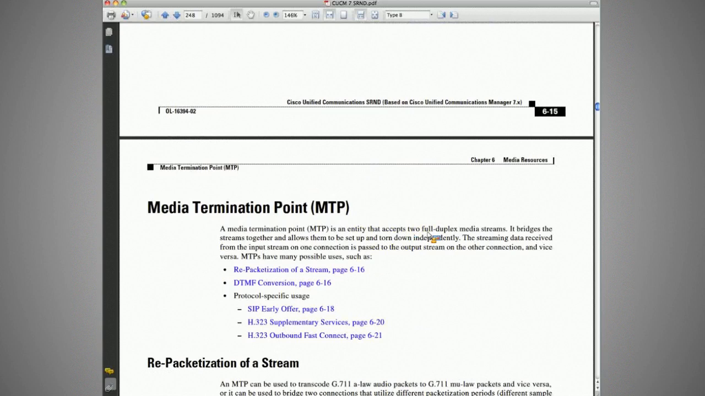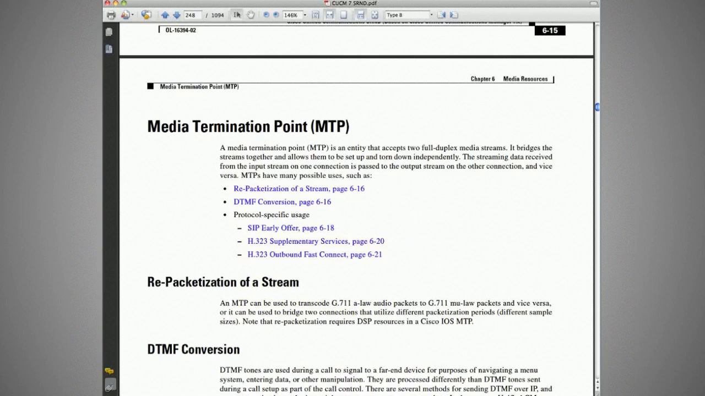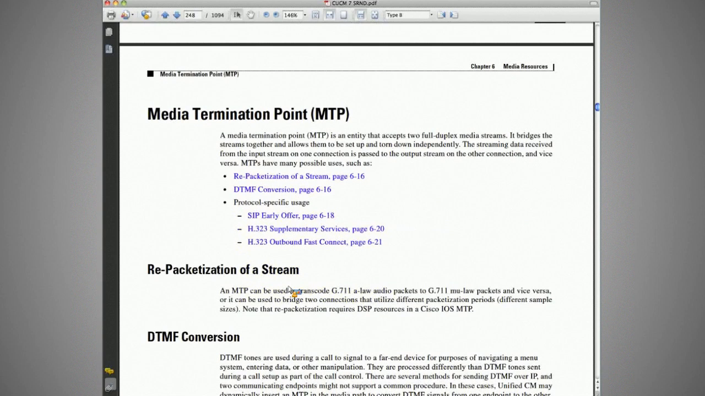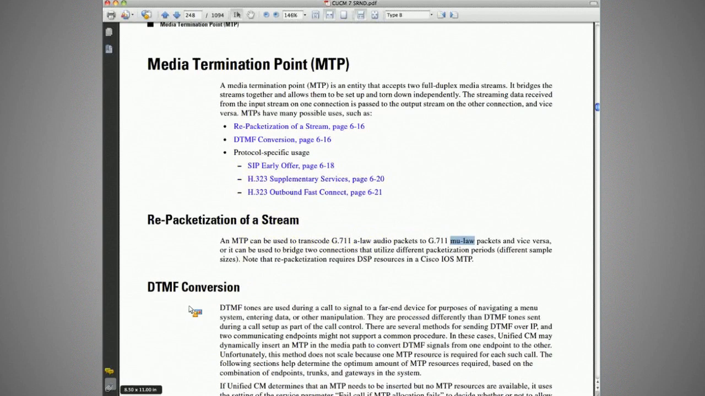The idea of MTP is that it accepts two full duplex media streams, it bridges those streams together, and allows them to be set up and torn down independently, and that gives us the ability to have what we call supplementary services. So what are these supplementary services? Well, they can be a number of different things. They can be repacketization of a stream. For instance, taking G711 A-law to G711 mu-law. They're the same codec, G711. It's just the formation of the A-law versus mu-law that we're using to repacketize an existing codec.